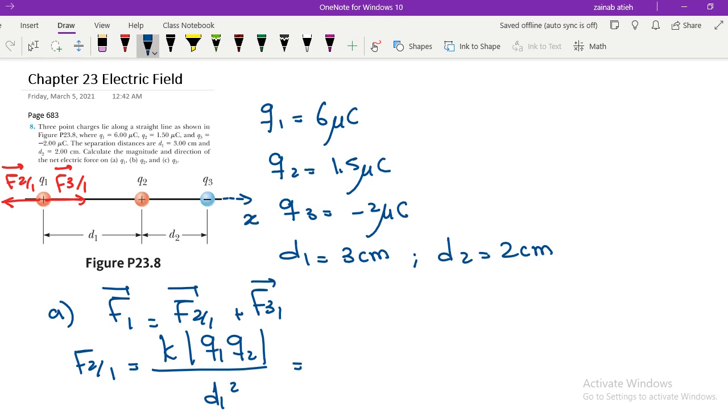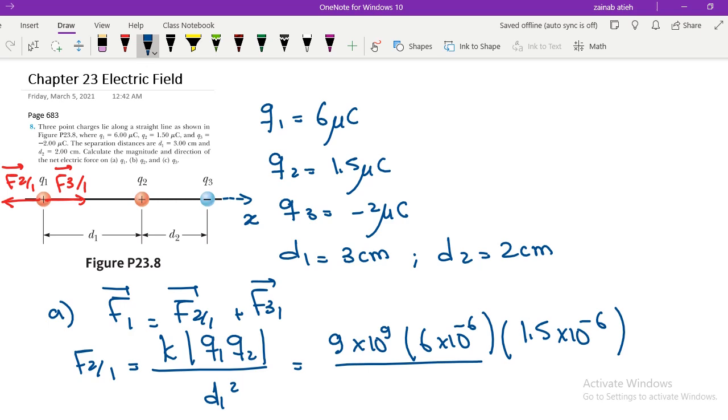Now I will substitute. It's 9 times 10 to the power 9, Q1 is 6 times 10 to the power minus 6, Q2 is 1.5 times 10 to the power minus 6, divided by D1, which is 3 centimeter, which is 0.03, squared. I get my answer, which is 90 Newton. And this is the answer.